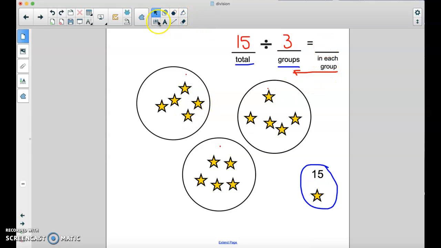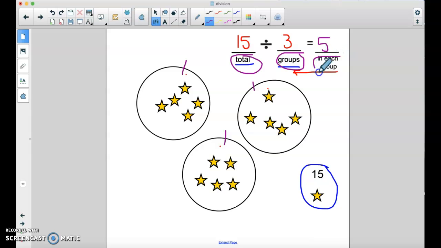My answer is 5. My answer is 5 because there's 15 total stars. There's 3 groups, 3 circles, and then there's 5 in each group. I think this part helps me a lot. Total, groups, in each group. That helps me organize my brain to know which one goes where.